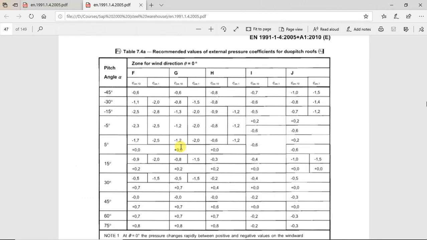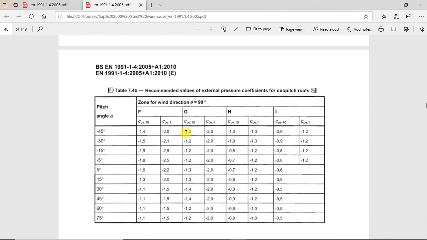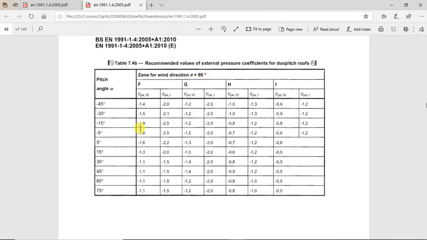And this is the table, zone for wind direction, angle is 0, so for X direction, that depends on the angle alpha: minus 45, minus 30, 15. Okay, F, G, H, I, J, CPE10, CPE1. We can choose CPE10. So for example, 15: minus 0.9, minus 0.8, minus 0.3. And for angle 90, F, G, H, I.